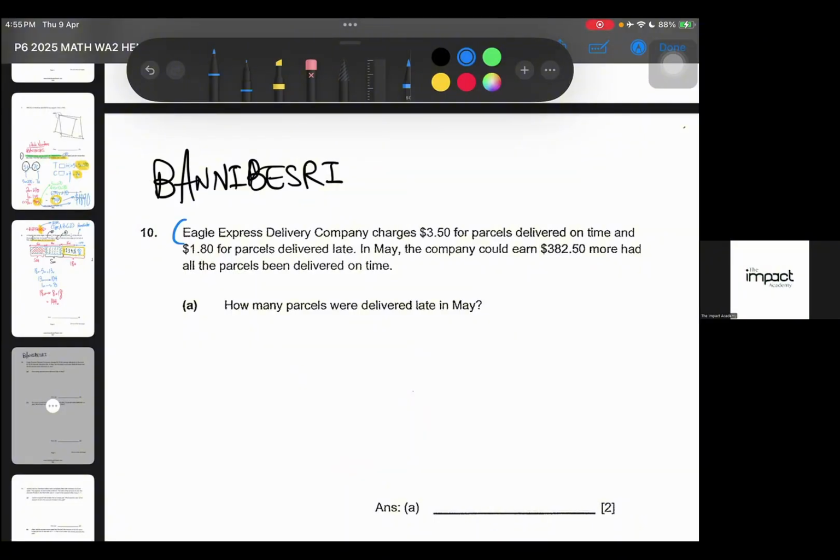Now, of course, once I'm done with this, what am I going to do next? The question say, the Eager Express Delivery Company charges $3.50 for parcels delivered on time. So if it's on time, $3.50. If it's late, it's $1.80. Got it? Okay.